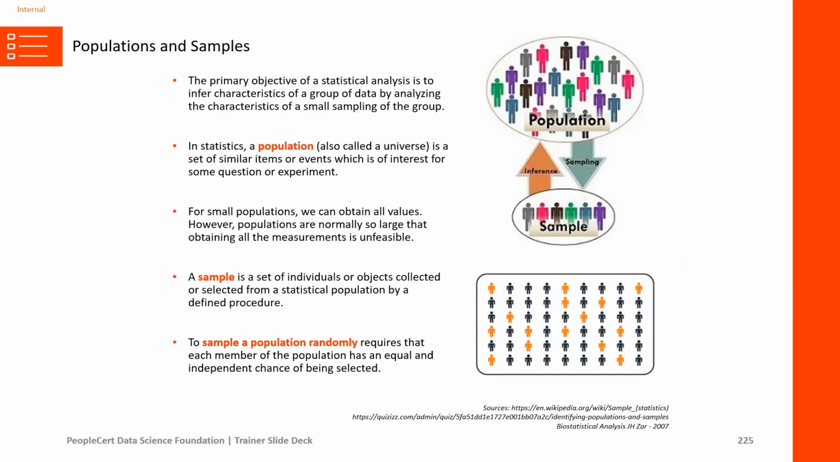To sample a population randomly, it requires that each member of the population has an equal and independent chance of being selected. So that's how you basically sample anything out of a population in a random order.